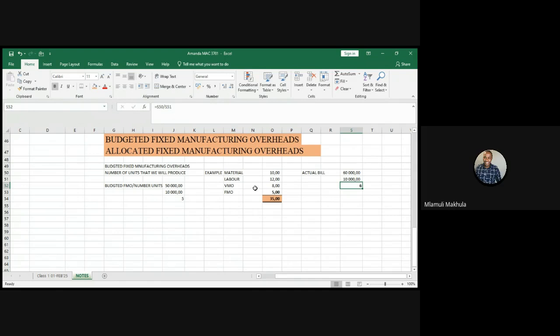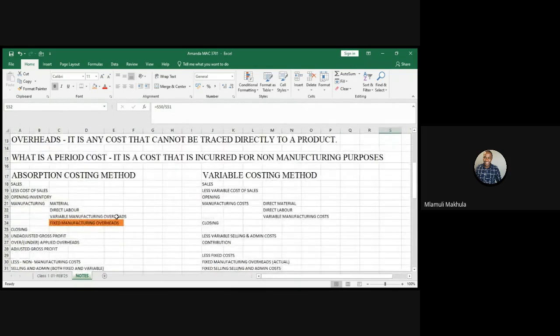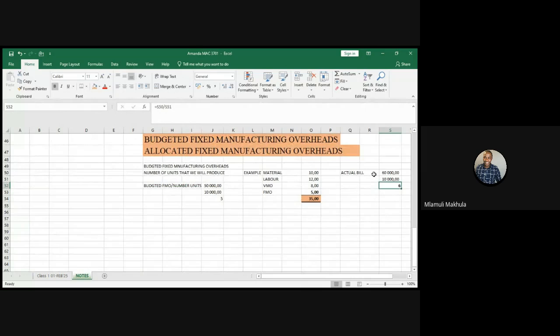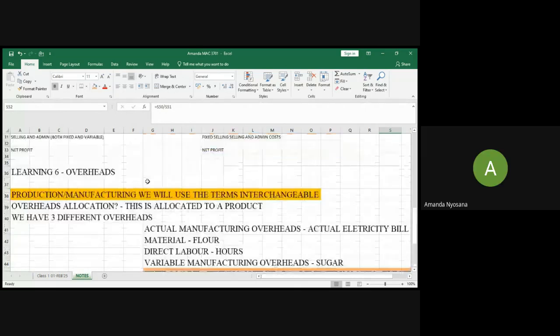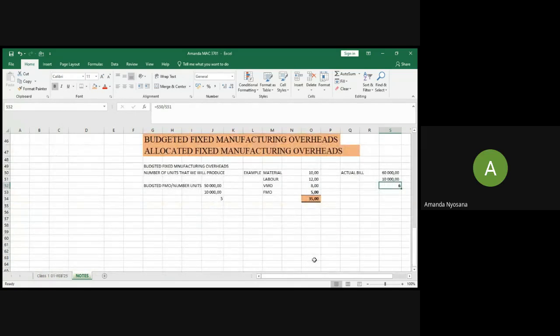Are you with me? Hence here, we said in our statement for your absorption costing method, you can have over- or under-applied manufacturing overheads. It is from this concept. So if it's under, you minus. If it's over, you plus. Are you with me? Any problems there? It's clear.